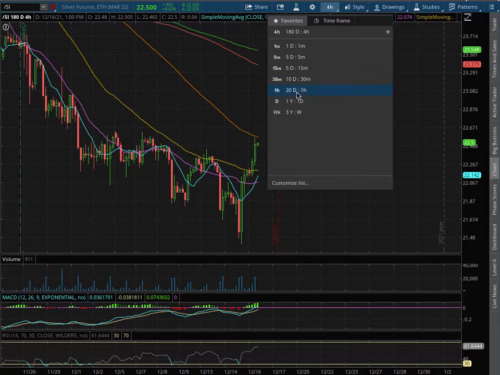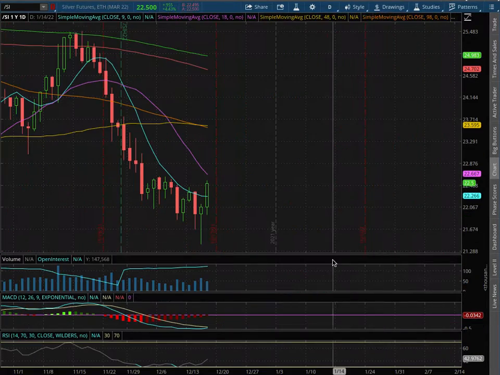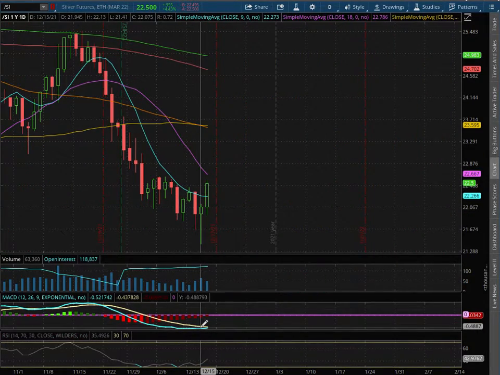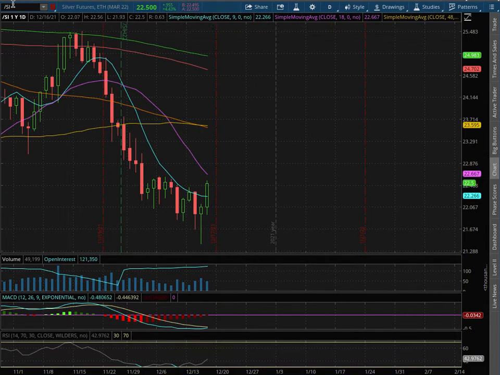As we extend that further to the daily chart, we remain in negative MACD, but we're seeing signs of a convergence. We're off of oversold levels with the RSI.